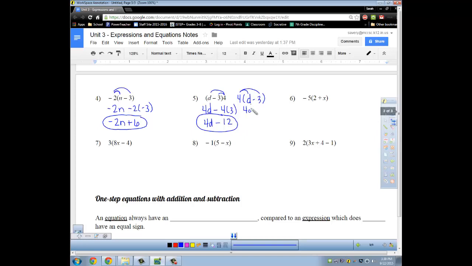Now if you were to solve it this way, you still get the same answer. 4 times d is 4d. 4 times a negative 3, if you want to think of it that way. 4 times negative 3 is negative 12.